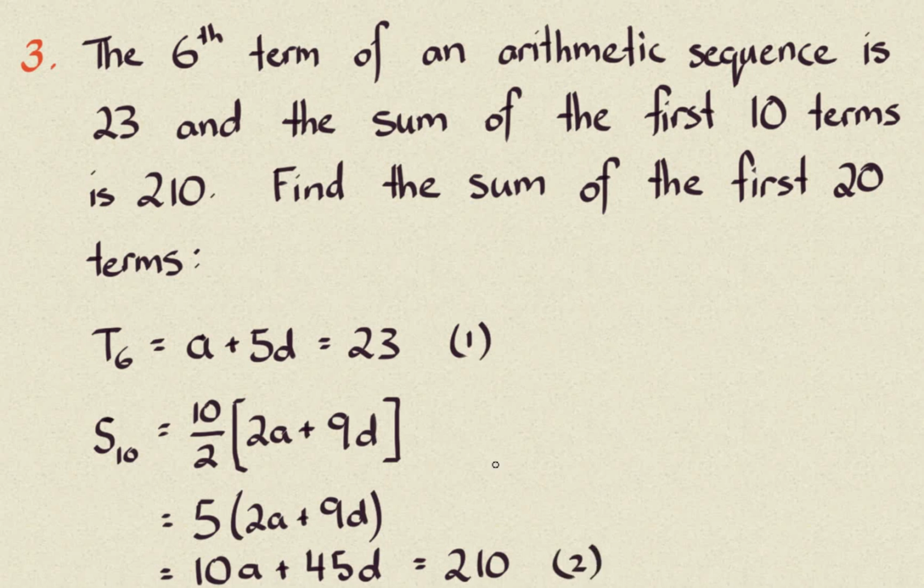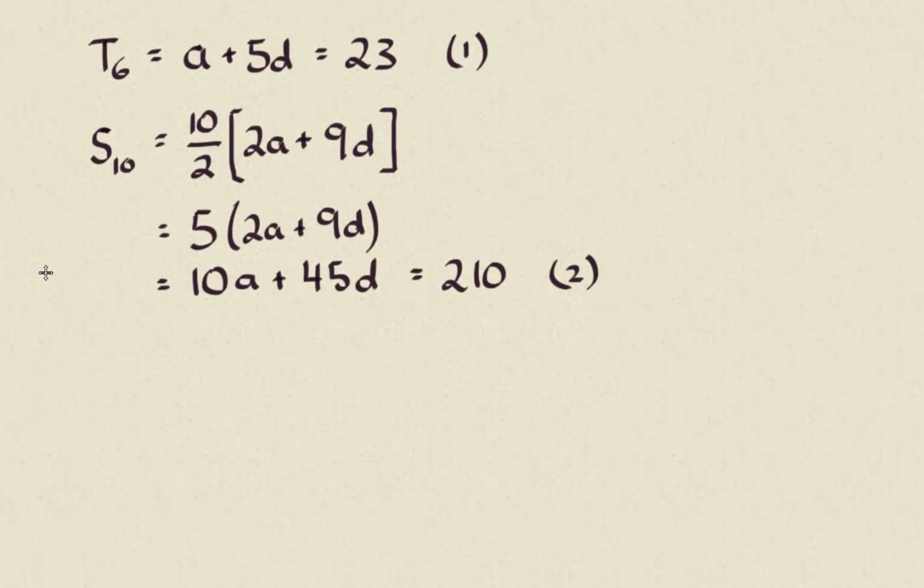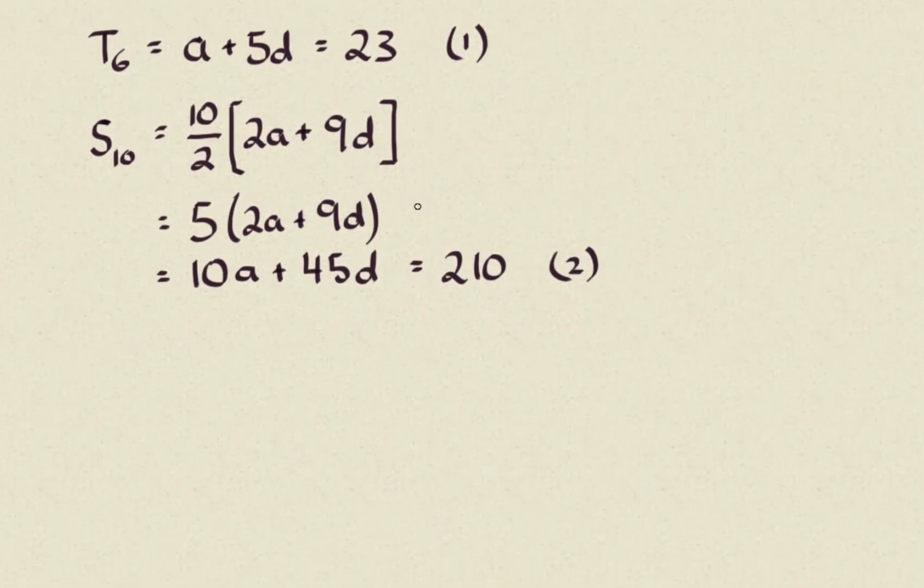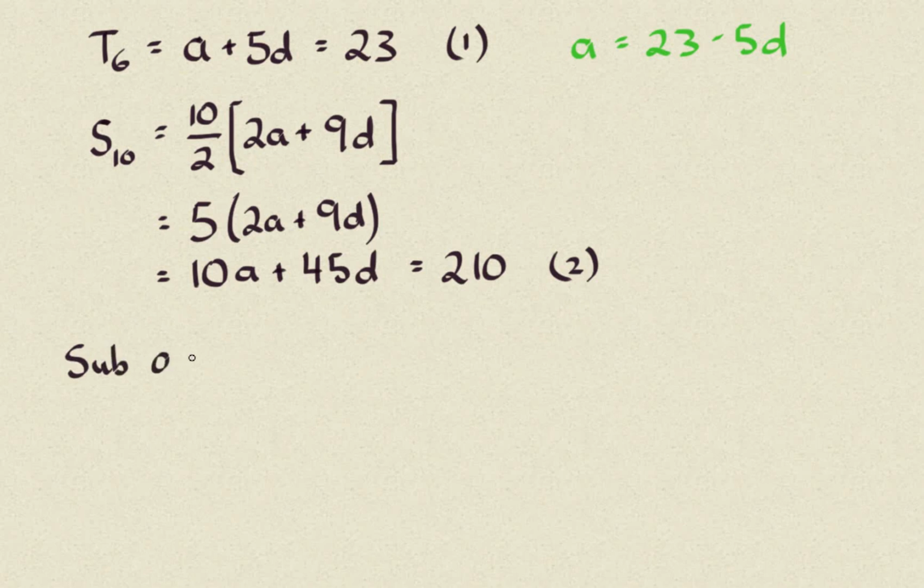So two equations, 1 and 2, two unknowns, a and d. So let's solve simultaneously to figure out these values. In this case, I am going to rearrange equation 1 and make a the subject. So subtract 5d from both sides. Okay, and then let's sub that value, so sub a equals 23 minus 5d into the second equation. Okay, so into equation 2.